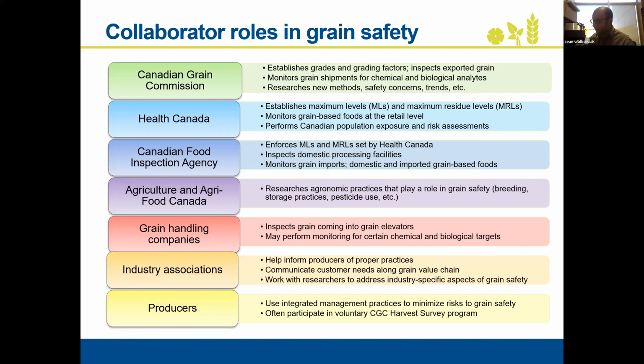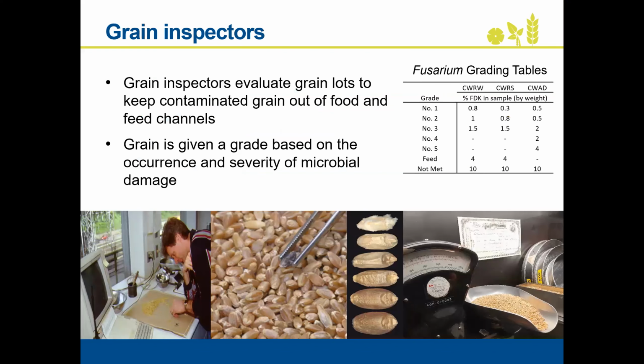And then on the applied end, the farmers are doing a lot on their end to make sure that there aren't diseases on their farms. And the industry associations help out the producers, give them guidance to better manage things on their farm, and make sure that there's communication across the sector. And then grain handling companies buy the grain from the producers, and they might need to clean the grain to remove certain things from it. So we're all doing our part.